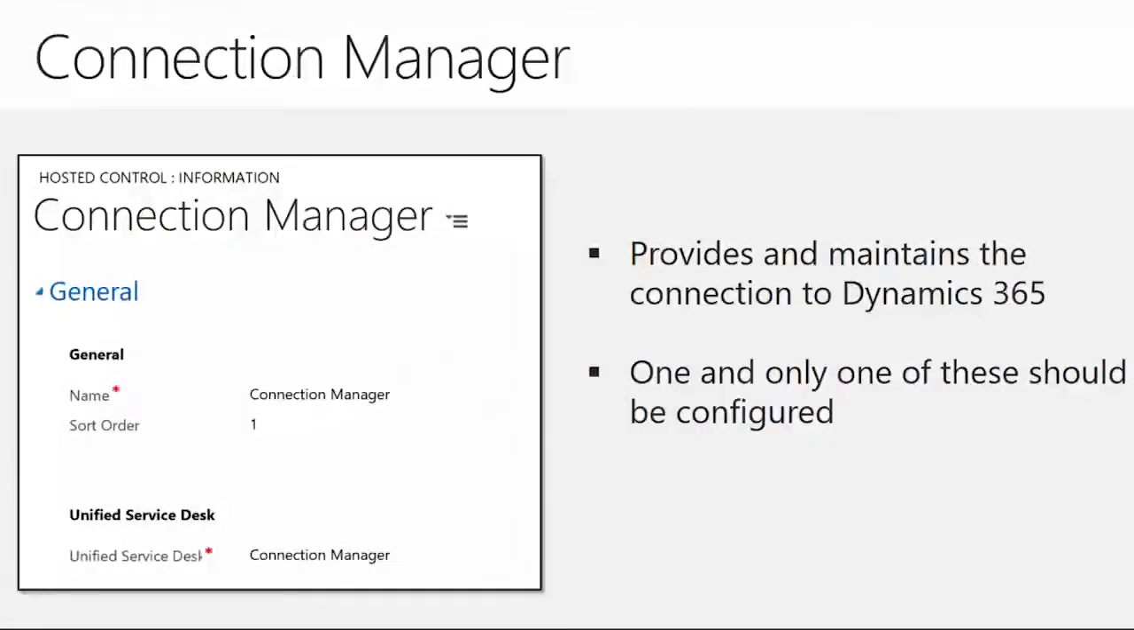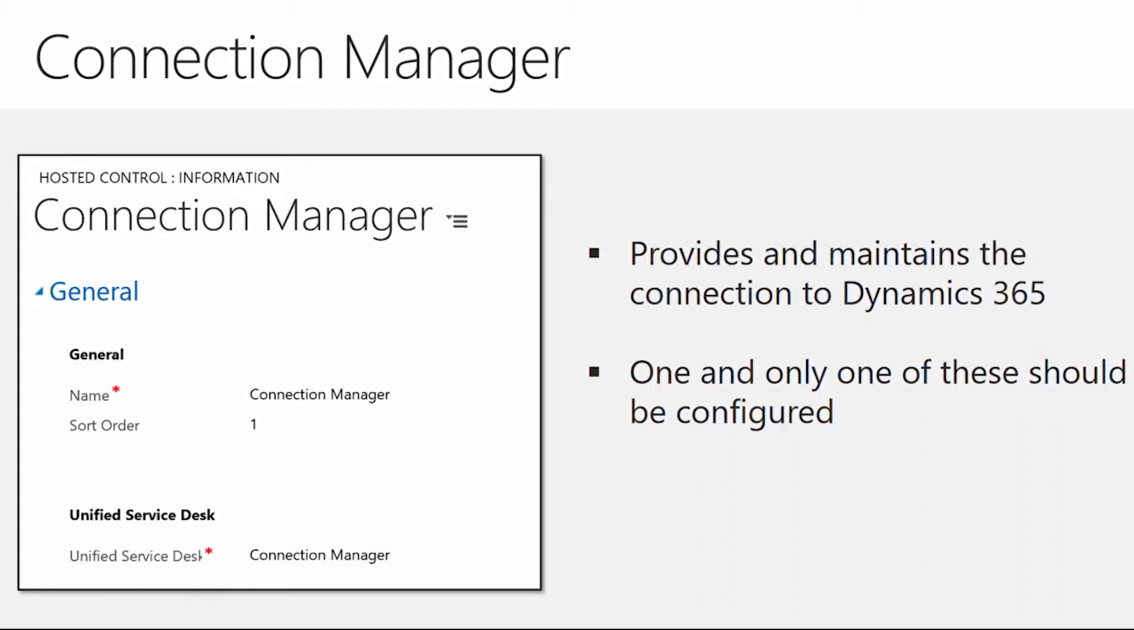The first one is the Connection Manager, and this one is pretty straightforward when you think about what it is. Basically, it provides the central connection point to your Dynamics 365 implementation, and it's what is going to maintain that connection as well. Once it connects to that environment, it's going to maintain that connection. This is going to have a lot of the different query services that are going to be used for those hosted controls.